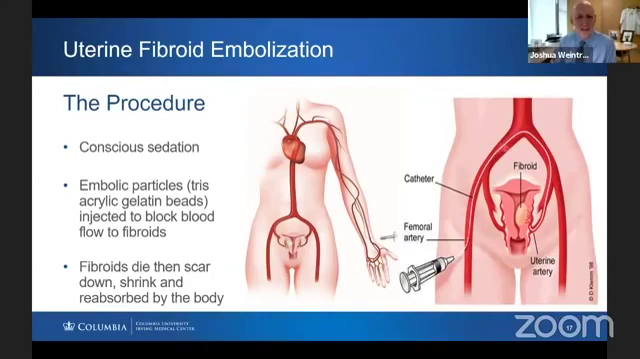We trace out with a tiny catheter, not much thicker than a hair, to the blood vessels that specifically supply the uterus and the fibroids. And then we put in small little particles. These particles are FDA approved specifically for uterine fibroid embolization. They block the blood flow, the oxygen, the nutrients to the fibroids, causing the fibroids essentially to die, scar down, and be reabsorbed by the body.